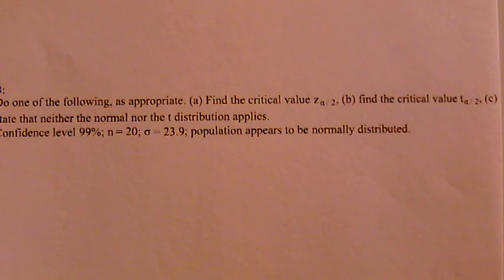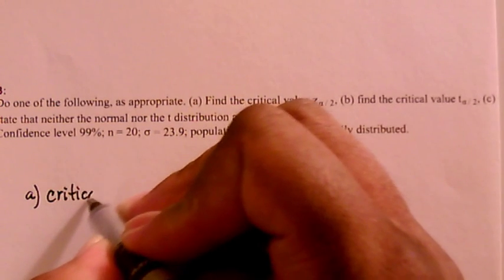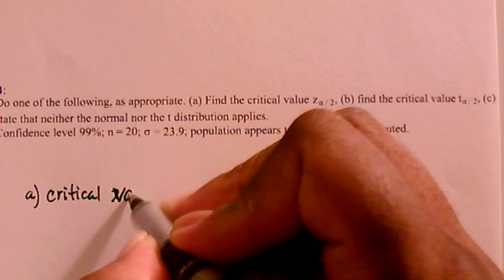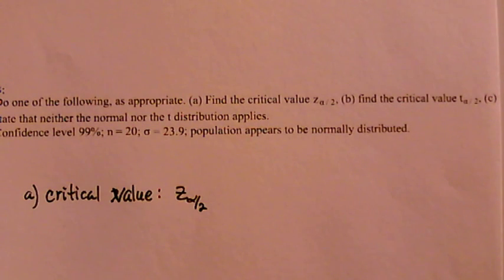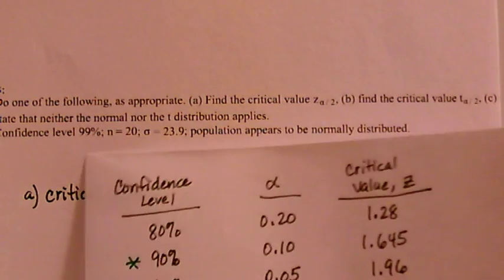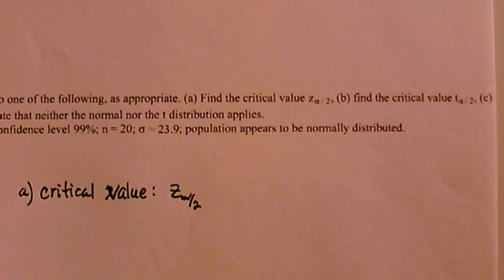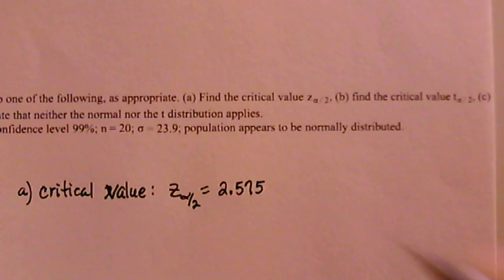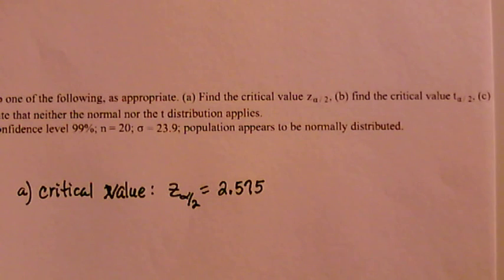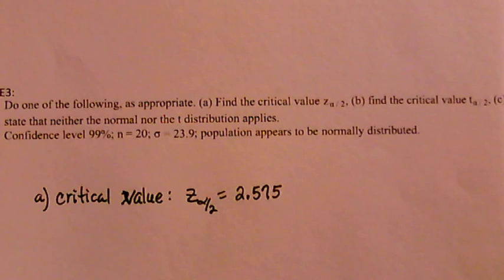Okay, so in this case, we're going to get a critical z value, and that's z of alpha over 2. And again, this is a 99% confidence level, so at 99%, your z value is 2.575. So z of alpha over 2 will be 2.575. Okay.